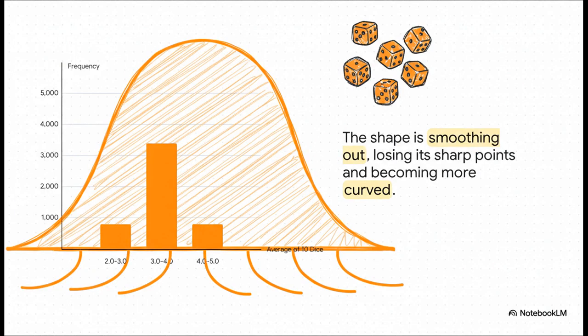Now let's up the ante. What about the average of 10 dice rolls? Whoa. See how that shape is smoothing out? The sharp point of the triangle is gone, and it's starting to get those familiar curved shoulders. It's looking a whole lot more like our bell curve.